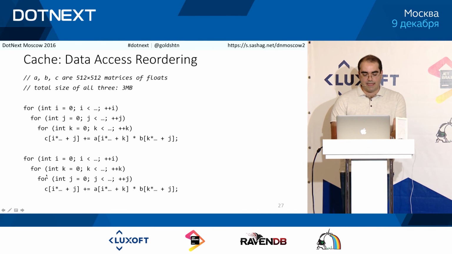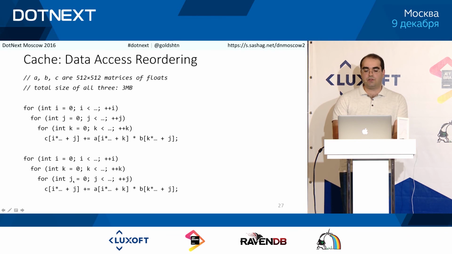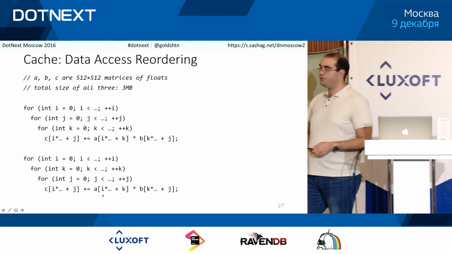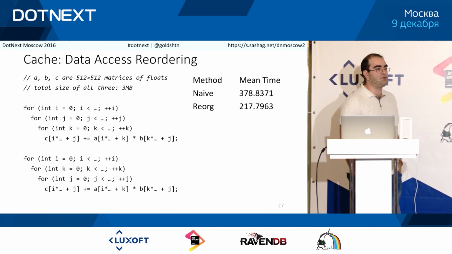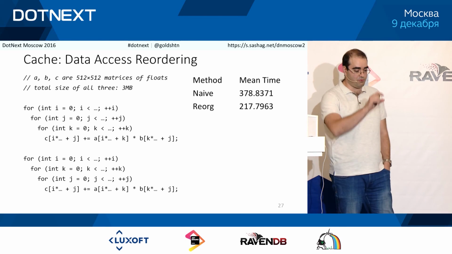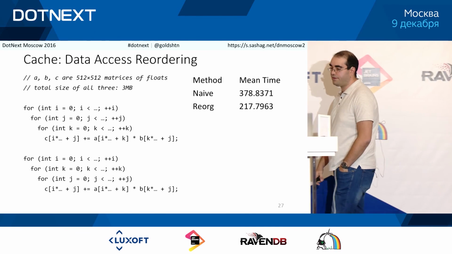The other version has I, then K, then J. So just the loop order has been changed, the K and the J. Otherwise, the code is identical. Like the code at the core of the loop is exactly the same. Now the reorganized version is almost twice as fast. Just reordering the loops makes it almost twice as fast.